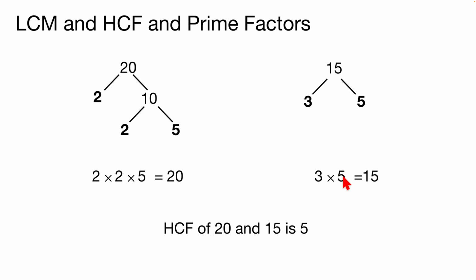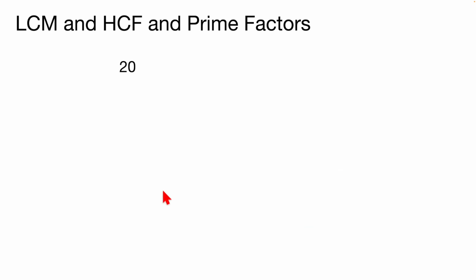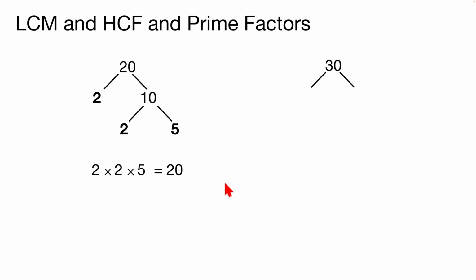Notice that it's common in the sense that it appears in both of these factorizations. Let's look at something a little bit more complicated. 20 and 30. We've done that one before. 2 times 2 times 5 equals 20. 30, always divide by 2. 15 was 3 and 5. So that's 2 times 3 times 5 equals 30.